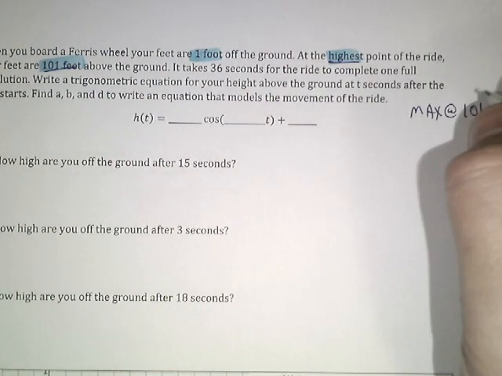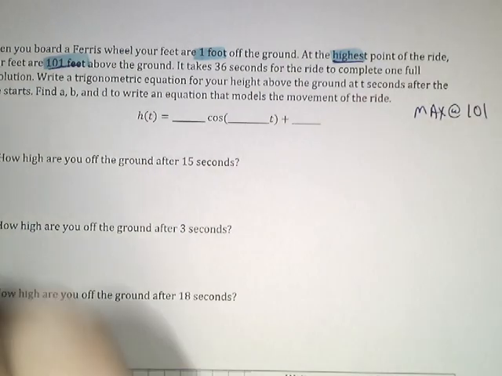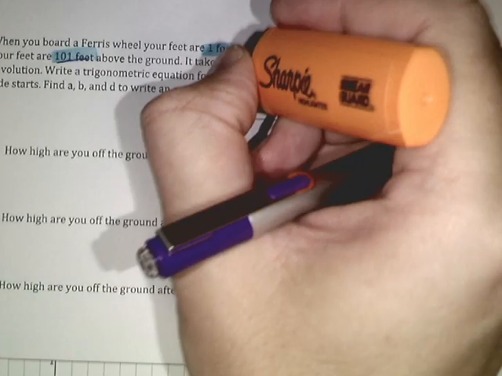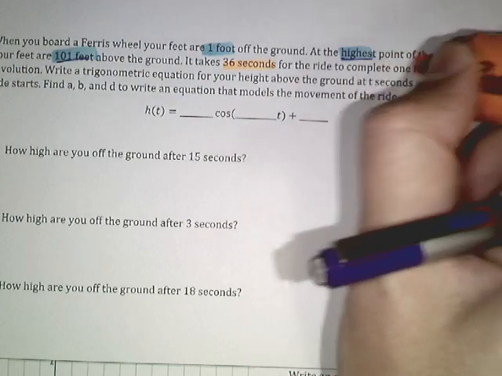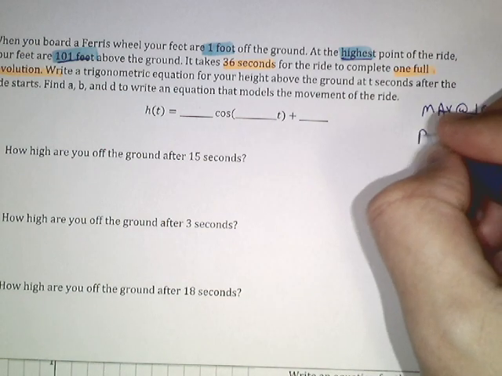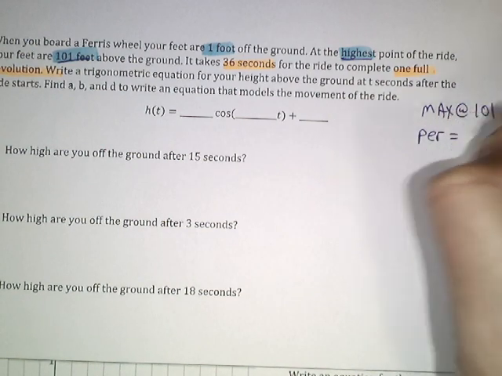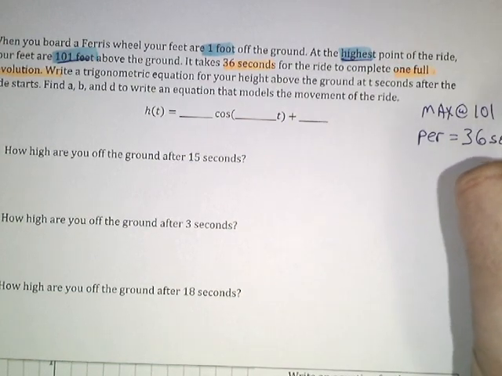It takes 36 seconds for the ride to complete one full revolution, so that sounds like it is booking it. So 36 seconds is important because that is one full rotation. So our period is equal to 36 seconds.